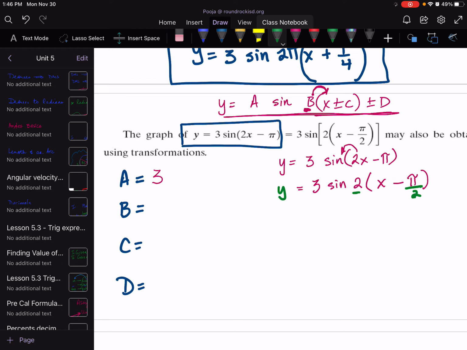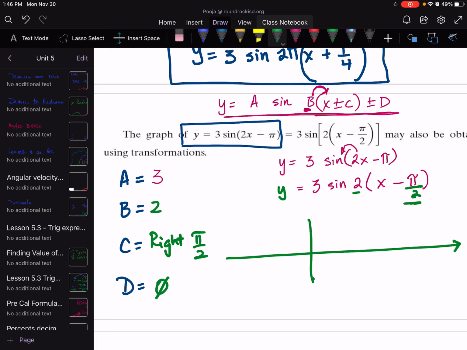Now you can see B is 2. There's a C, which is negative, meaning to the right: pi over 2. So there is a phase shift, a horizontal shift, of pi over 2 to the right. And D is non-existent, which means the graph will still be wrapped around the x-axis, no jump up or down. However, amplitude is higher. What's the period? If B is 2, then the period would be 2 pi over 2, so pi.